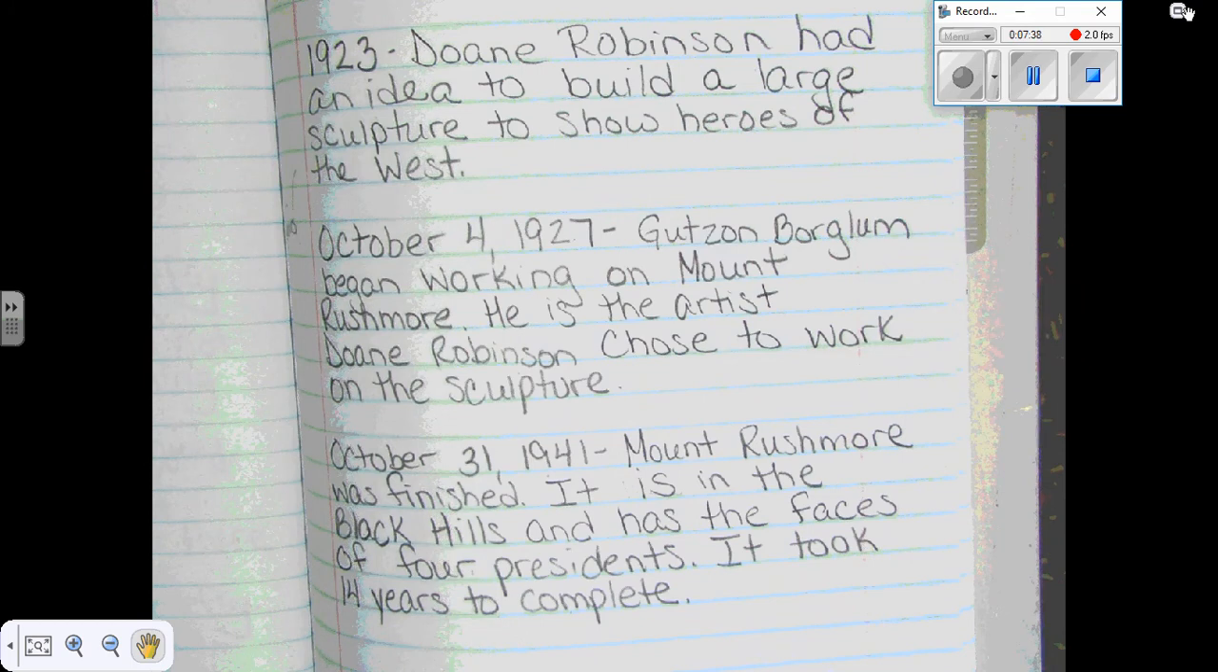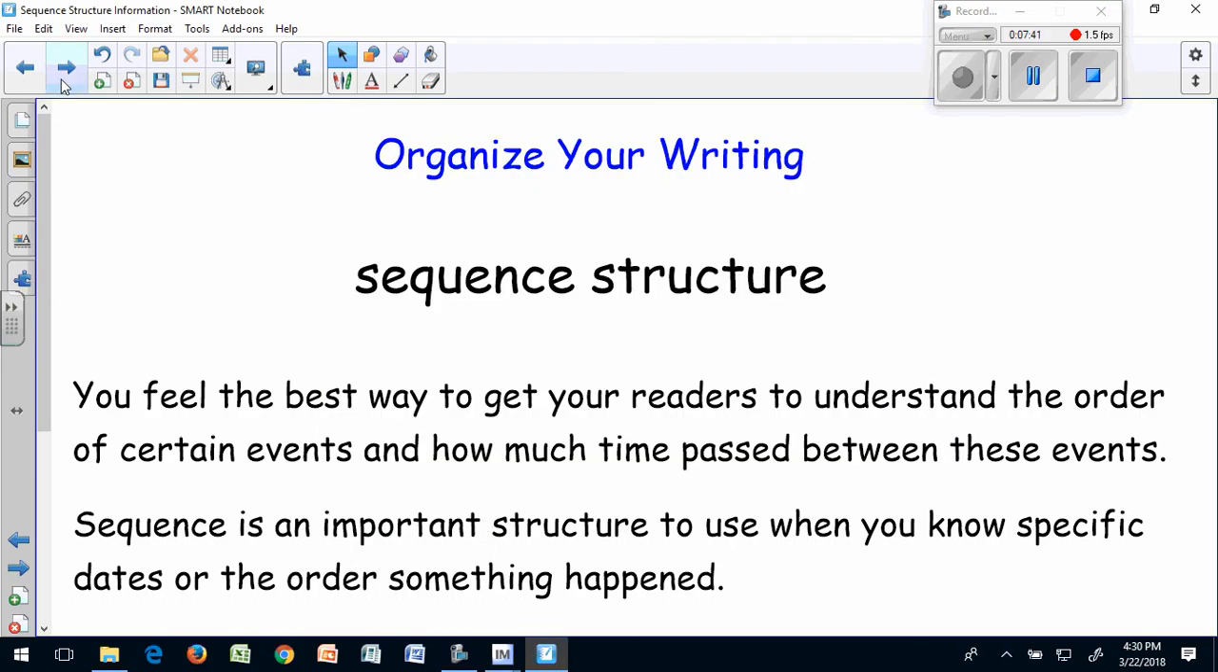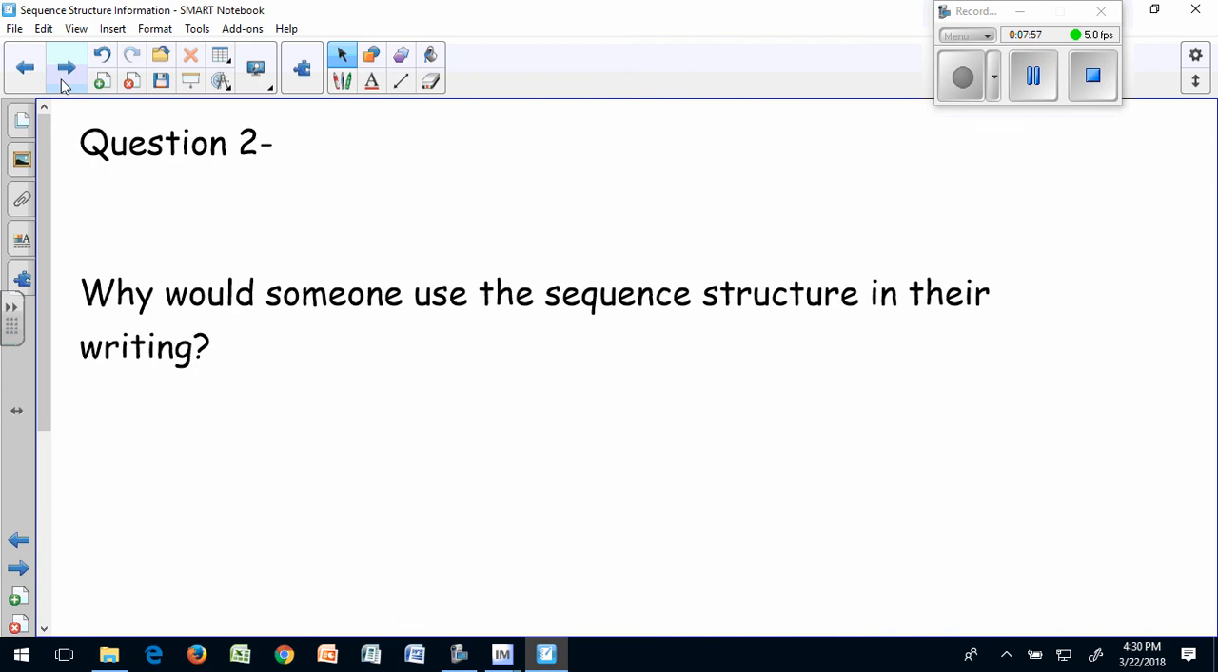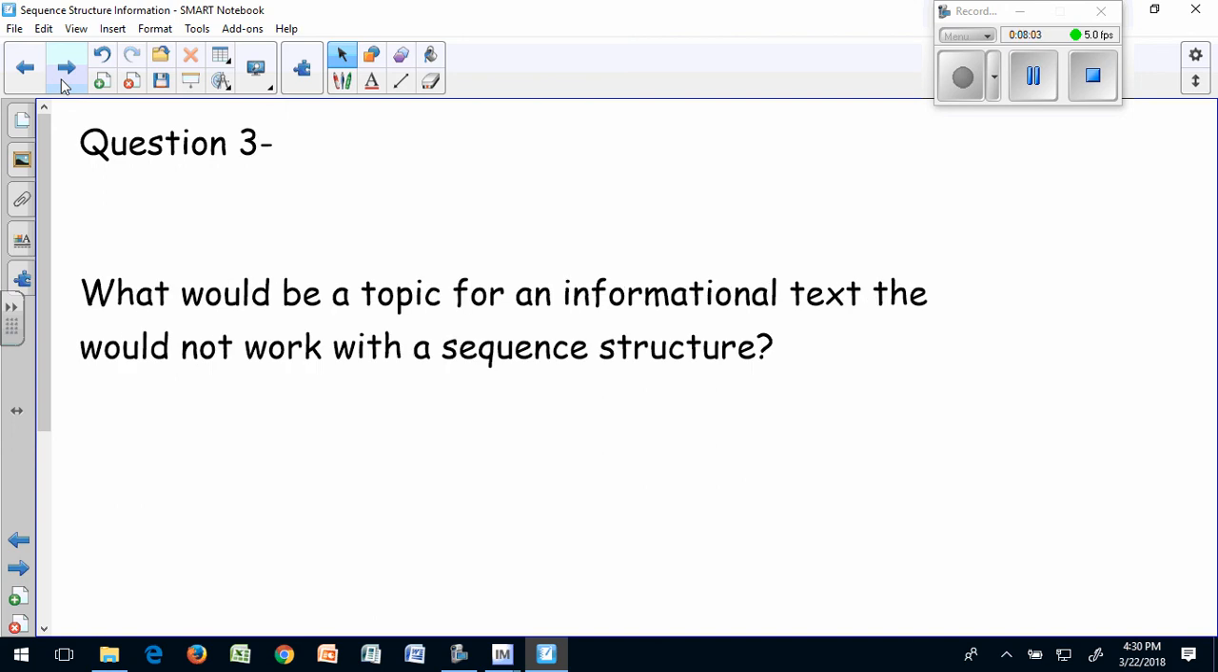Now we're going to answer some questions in our notebook based on this, so you can pause the video as I go through them. Question number 1, why did the author choose those years to include in the Mount Rushmore article? So why choosing those 3 dates? Question number 2, why would someone use the sequence structure in their writing? Question number 3, what would be a topic for an informational text that would not work with a sequence structure?